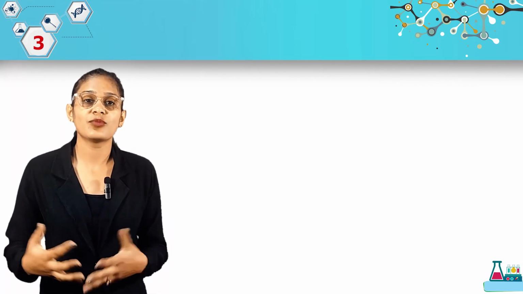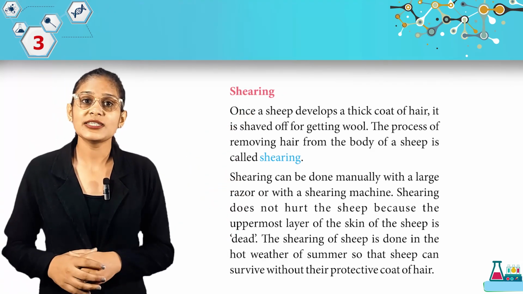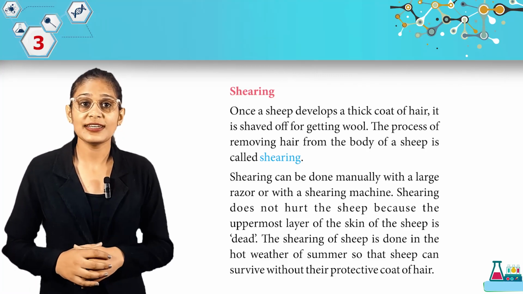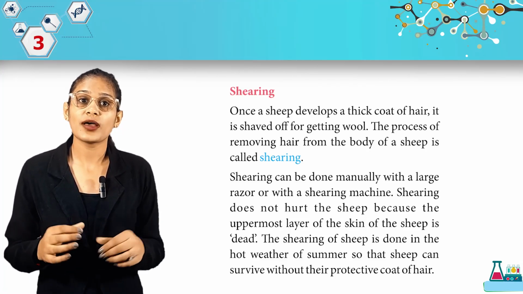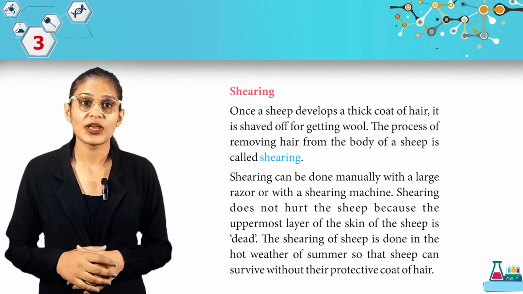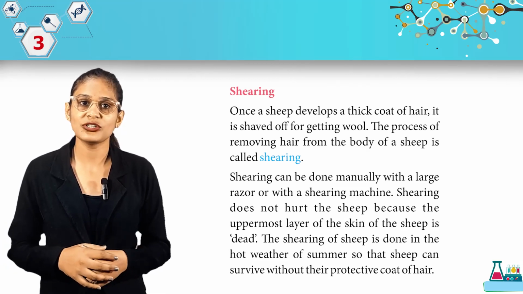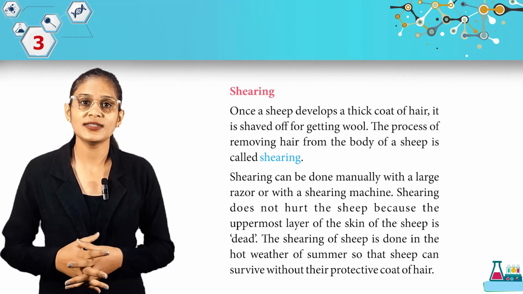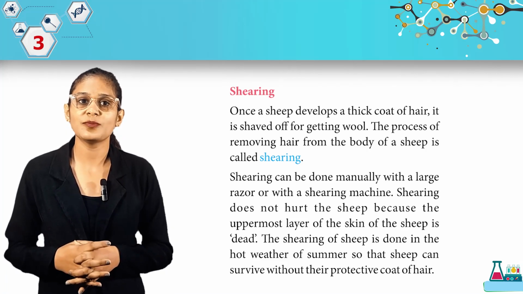So students, these are some breeds of sheep. Now come to the next. Here is shearing. Once a sheep develops a thick coat of hair, it is shaved off for getting wool. The process of removing hair from the body of a sheep is called shearing. Shearing can be done manually with a large razor or with a shearing machine. Shearing does not hurt the sheep because the uppermost layer of the skin of the sheep is dead.